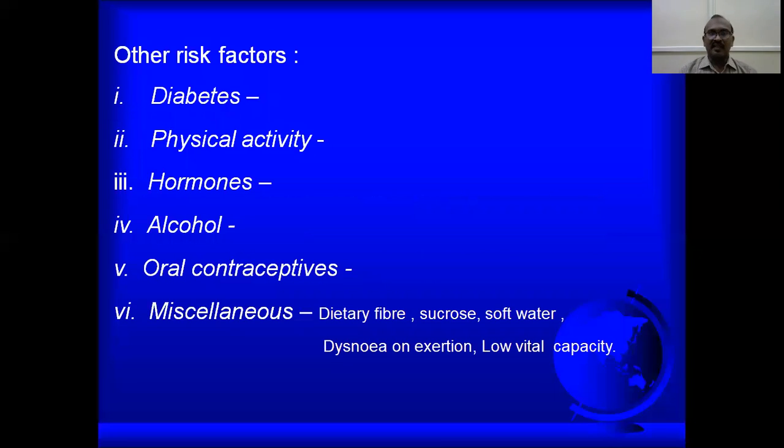Other risk factors are diabetes. It has been found that in diabetes, there is a 3 to 5 times higher chance of developing coronary heart disease and subsequent deaths compared to non-diabetics. So diabetes is a very important disease as far as coronary heart disease is concerned. The chance of CSD is higher in diabetes compared to non-diabetes.